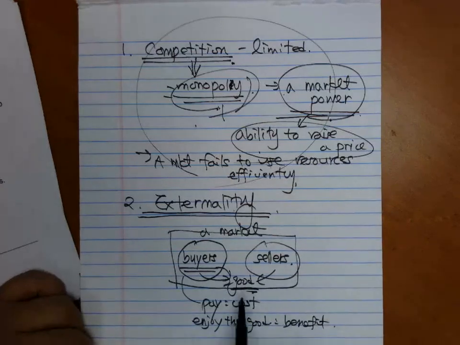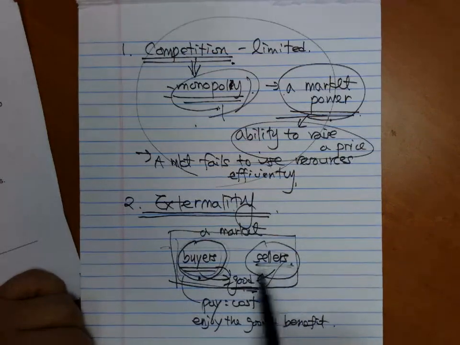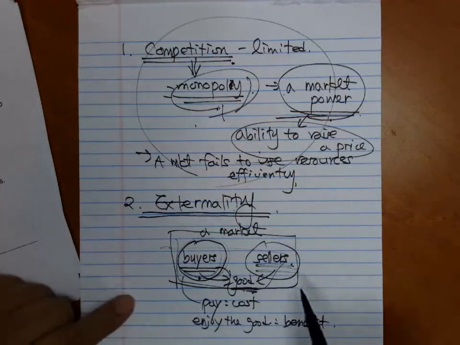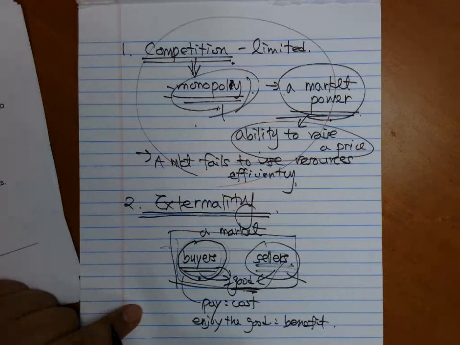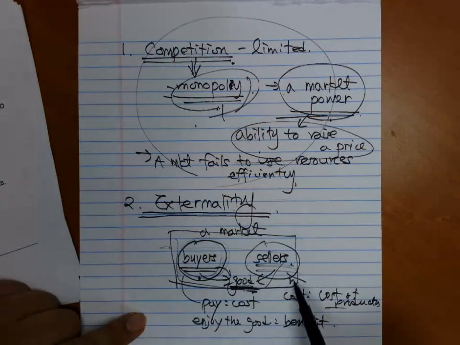The buyers. And think about the sellers. What is the cost of sellers? The cost of sellers is probably the cost of making this product. Okay, the cost is the cost of production. What is the benefit? They sell this good at this price and they make money, the profit. That's the benefit.